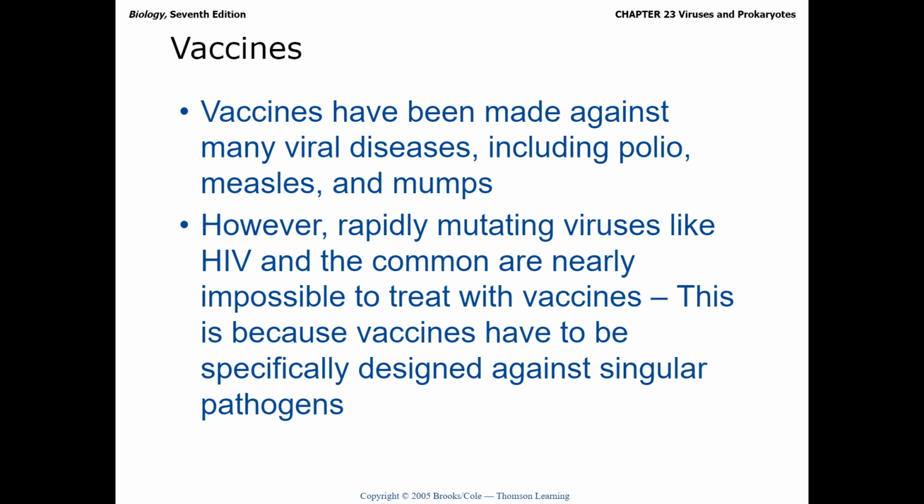Now, vaccines have been made against many viral diseases, including polio, measles, the mumps. However, rapidly mutating viruses like human immunodeficiency virus or HIV and the common cold are nearly impossible to treat with vaccines. And that's just because they have to be specifically designed against singular pathogens, against a certain strain, because of how quickly some viruses do mutate. Some of them mutate so quickly they look completely different, and a vaccine against one strain would not protect against another.